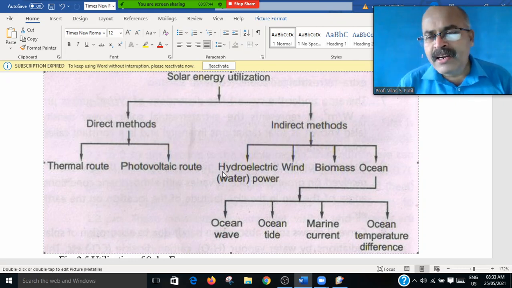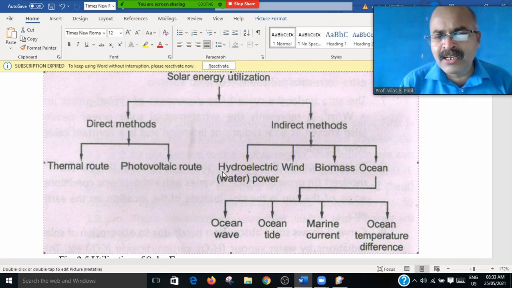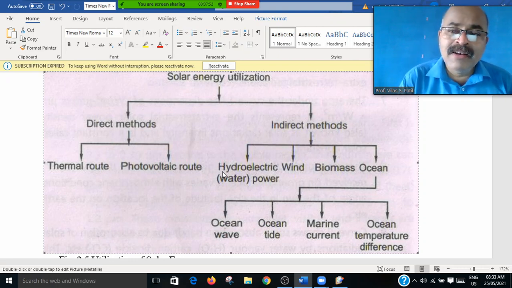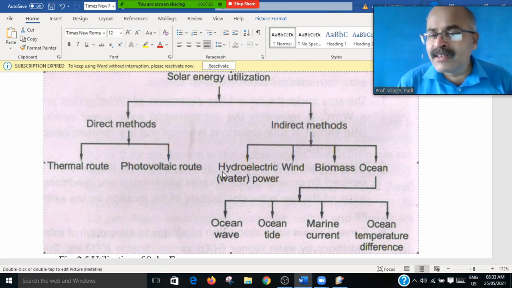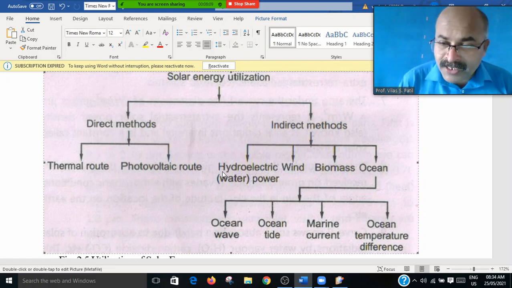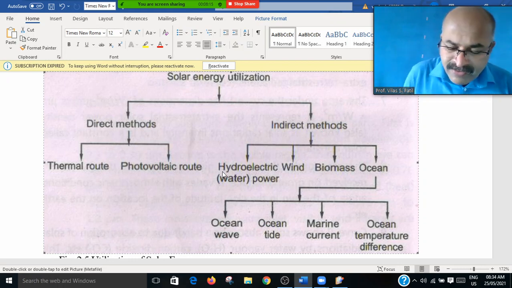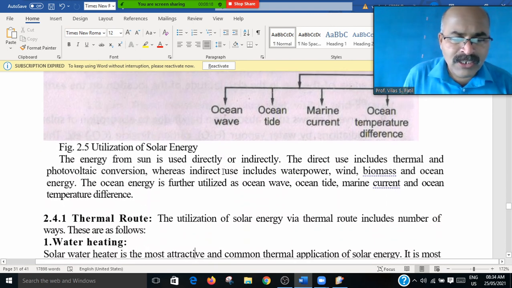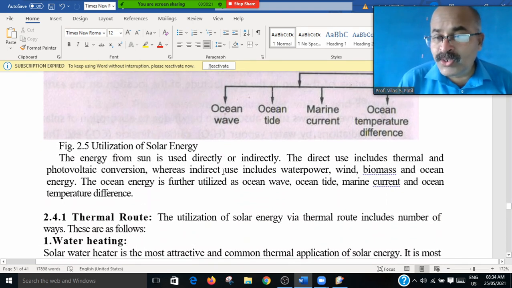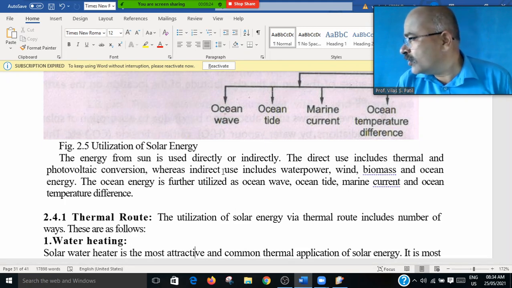Then the ocean. We know that due to the gravitational force between the moon and the earth, as well as the earth and the sun, tides are produced in the ocean, waves are produced, temperature differences are produced, and marine currents are produced. All these things, that is ocean wave, ocean tide, marine current, as well as the temperature difference, are used for the conversion of solar energy into electrical energy.